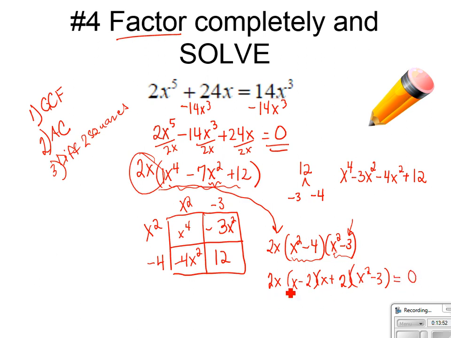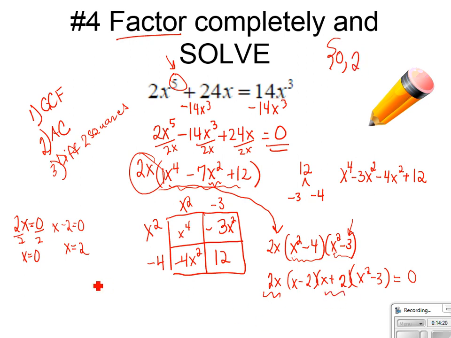Now I can set each factor equal to 0 and solve. How many solutions should I get? I should get 5. Okay, let's see if we get 5. Take our first factor, 2x, and set it equal to 0. Divide by 2. x is going to be 0. So there's one solution. Then take x minus 2 and set that equal to 0, and x will equal 2. There's another solution. Then take x plus 2, set that equal to 0, and x will be negative 2.